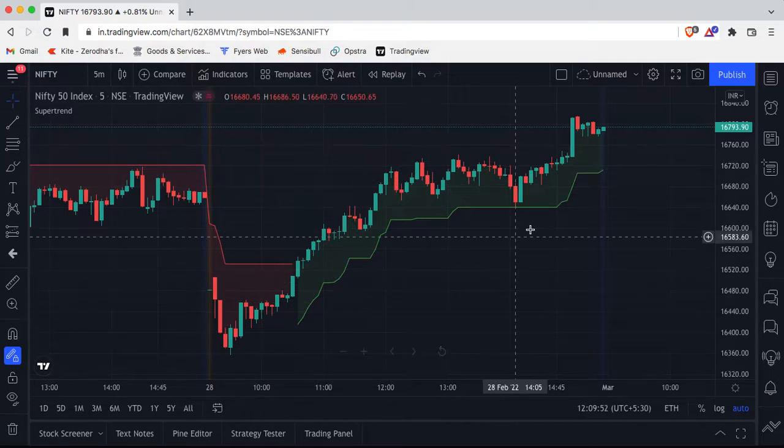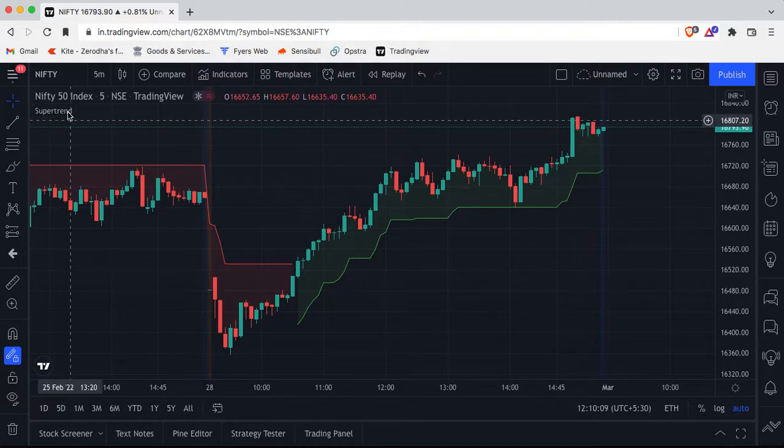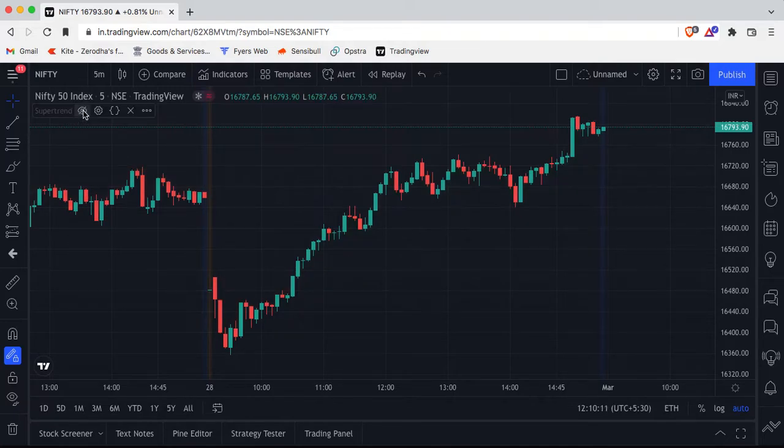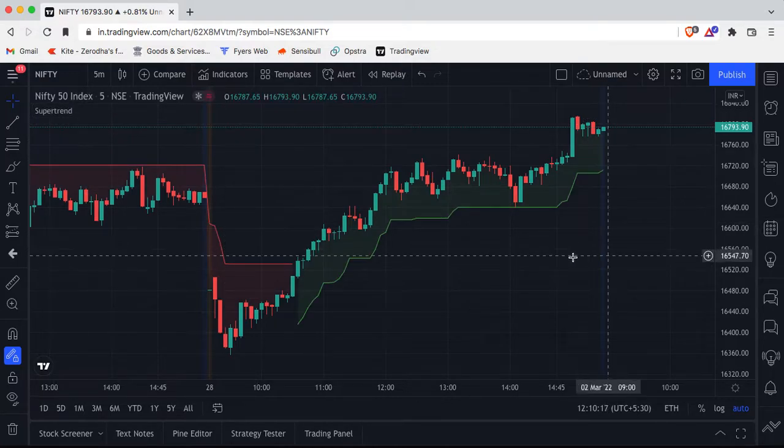Now I have plotted the Supertrend indicator on my chart. If you keep your cursor here, you will get all these options. This is the settings option, and this is the hide option, and the name of the indicator, Supertrend, is shown here. If I want to hide it, I just click on this hide button. Now it is hidden, and if I click again, it is plotted.